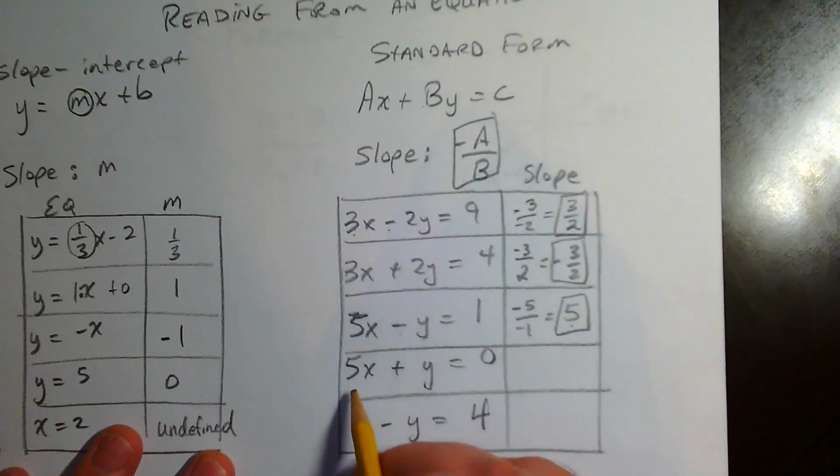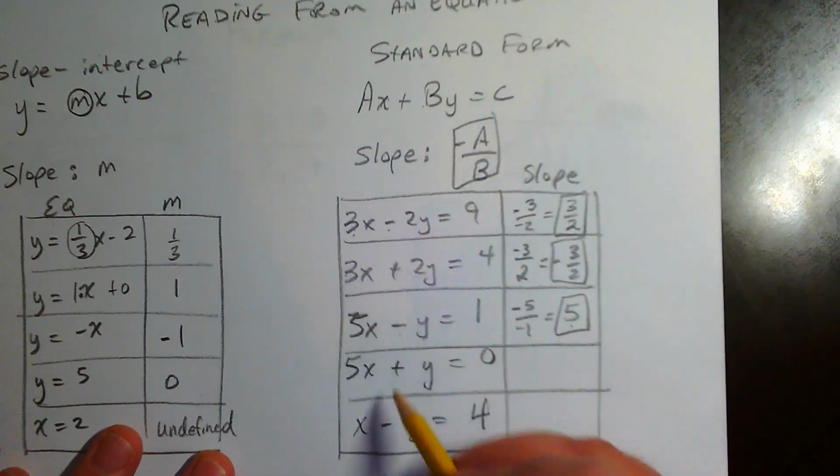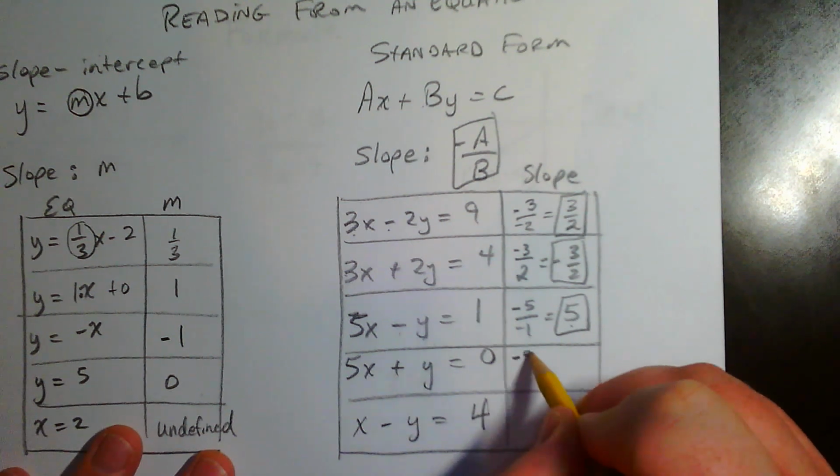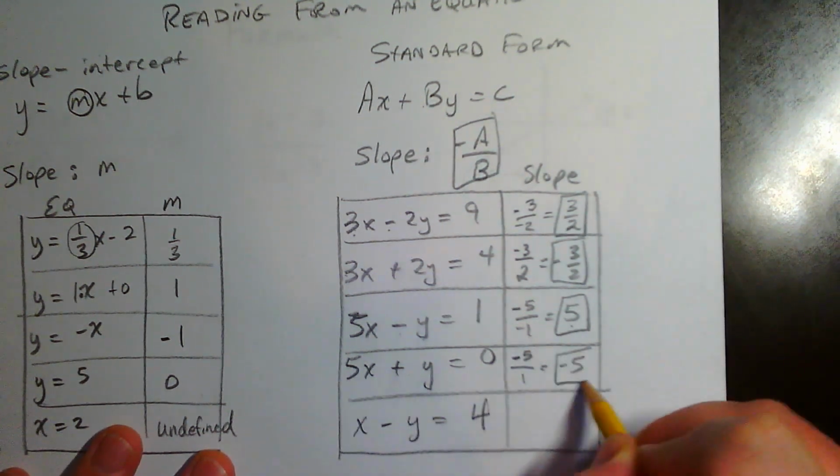All right, let's talk about this one. These are almost the same too, right? Here's the difference. Here, the b value is positive 1. So change the sign of a. A is 5, so negative 5/1, negative 5.